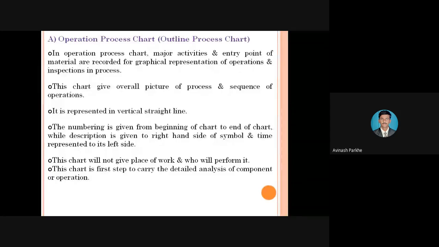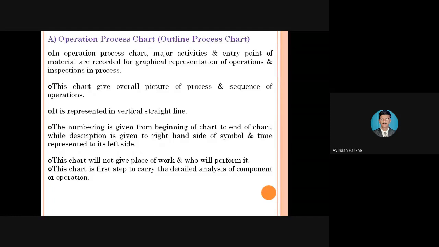In addition to that, who is performing that particular operation? The name of that worker and the date of the process are also represented by using this chart recording technique. Who is performing, the name of the worker, and on which date the operation is performed are also represented using this chart.